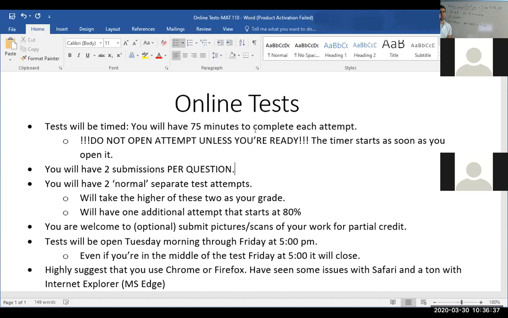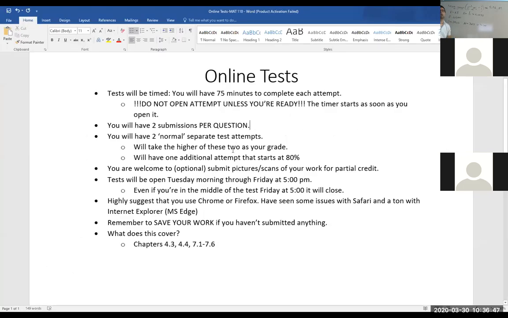You are welcome, and this is optional, to submit pictures or scans of the work you did for partial credit. So right after you're done doing the test, if you want to send me copies of either pictures of it or scan it if you have a scanner, you want to send me that. If you got a question wrong, I can use that work for partial credit.